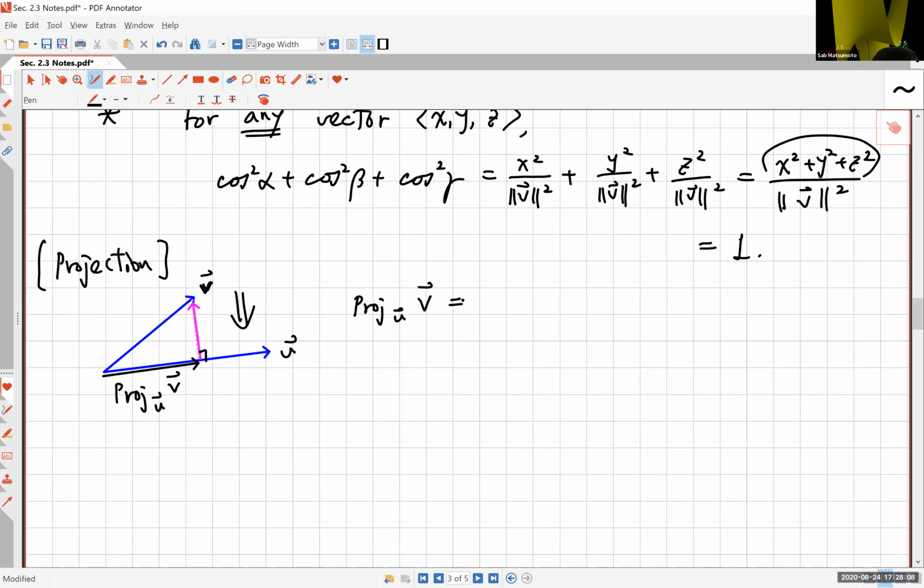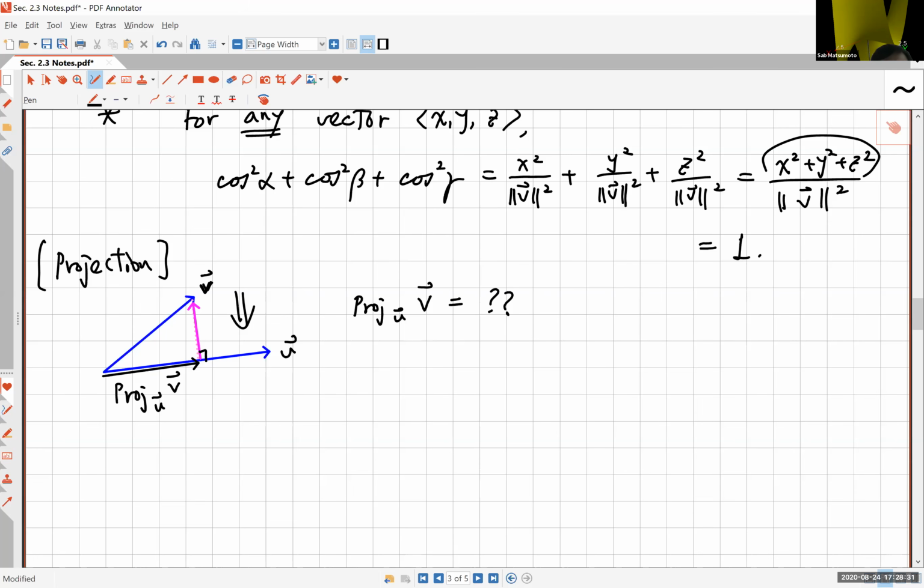What's the formula for this? Okay, how do you do this? You will study this extensively in linear algebra class because this is the basis of what is called the Gram-Schmidt procedure or Gram-Schmidt process. What we want to do is this, okay? What we want to do is to find the length of this.